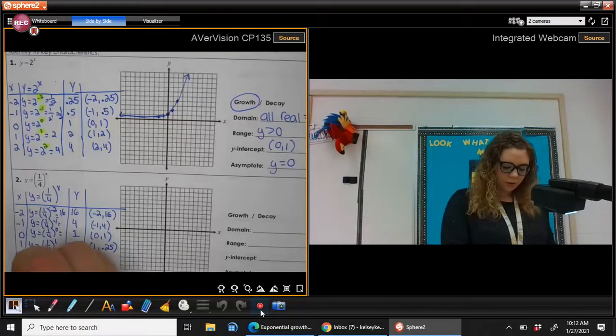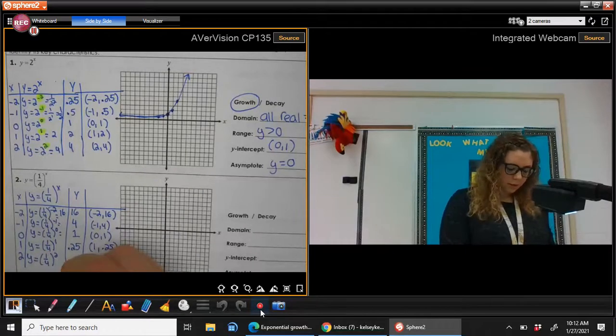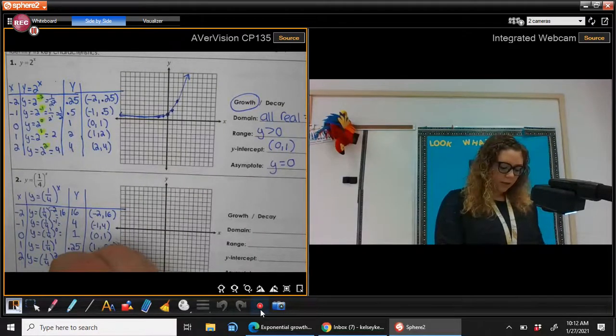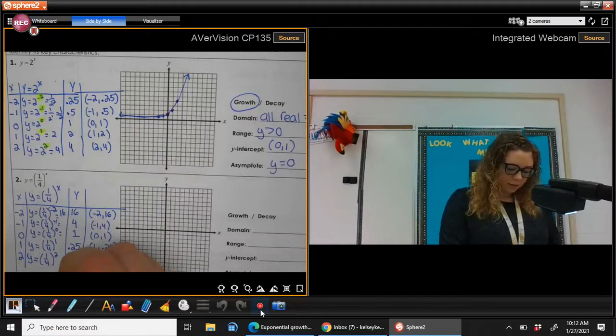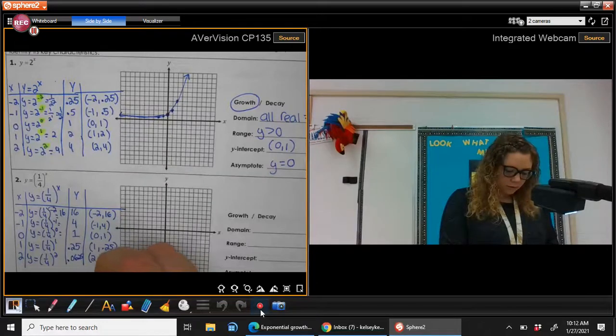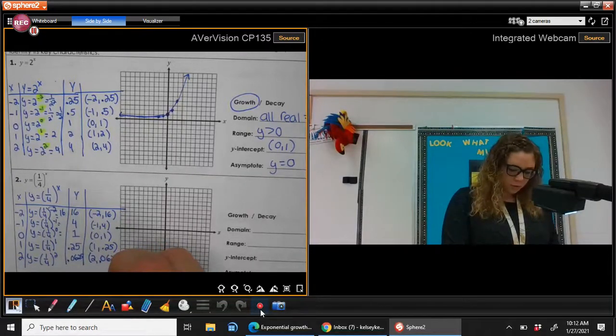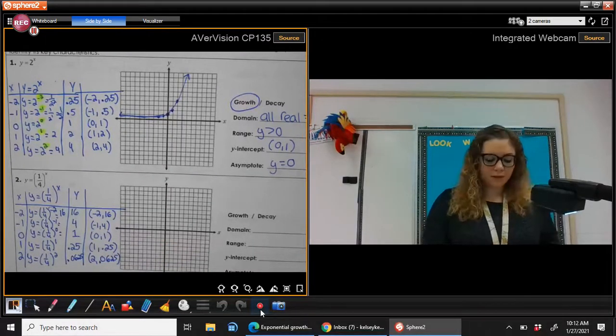Then we'll plug 2 in. Okay, 1/4 raised to the second power is going to give me 0.0625. Okay, now I'm going to graph these points.